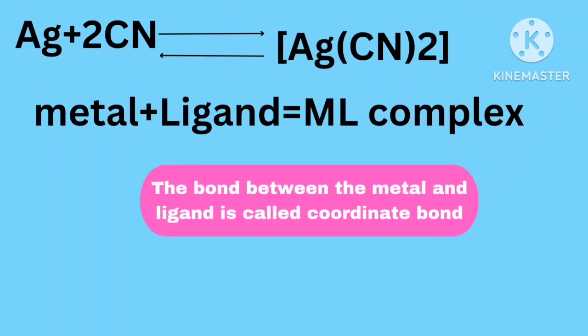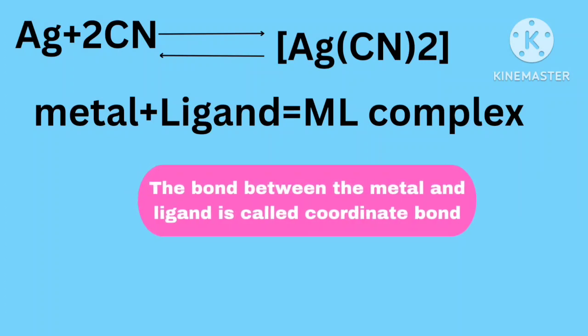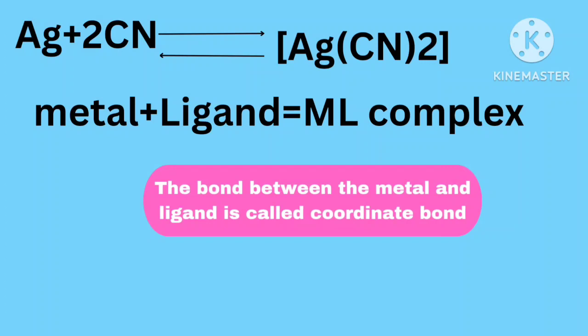See, Ag, that is silver, is one metal, and 2CN, two cyanide, is a ligand, forming a complex. A metal ligand complex. This metal and ligand complex is held by one bond, and that bond is called a coordinate bond. Clear?